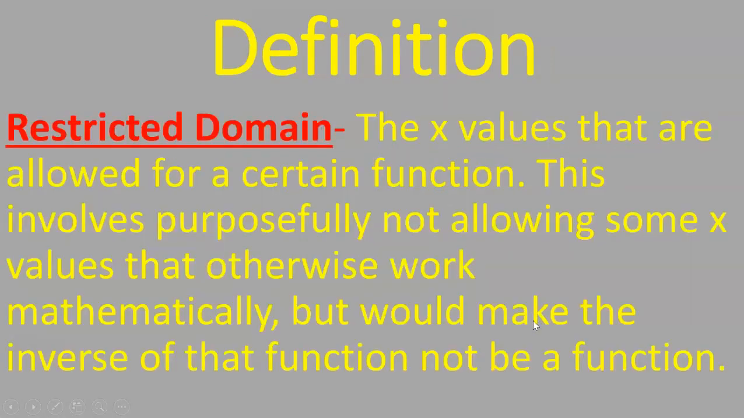Sometimes you have to restrict the domain to have an inverse. So restricted domain are the x values that are allowed for a certain function. This involves purposefully not allowing some x values that otherwise work mathematically, but would make the inverse of that function not be a function. So that's a lot to process. Let's look at an example.